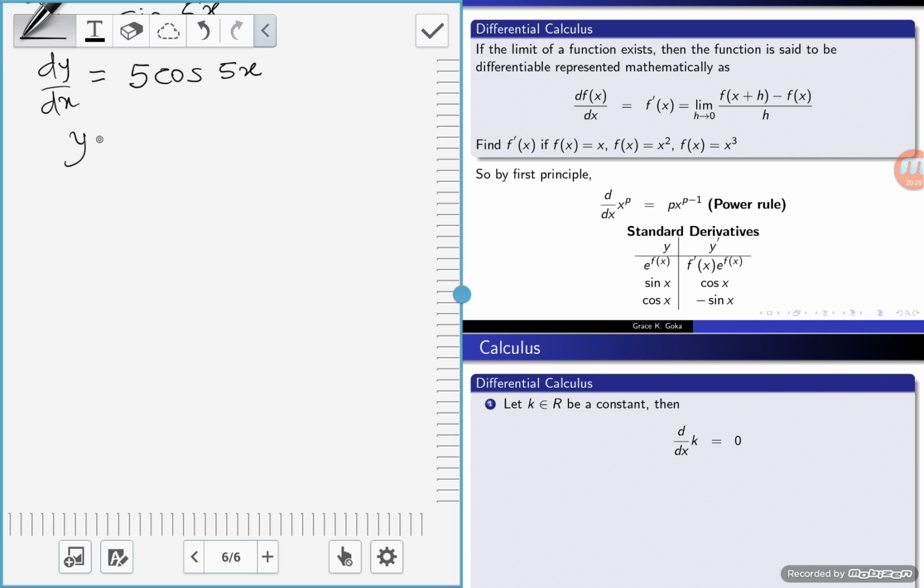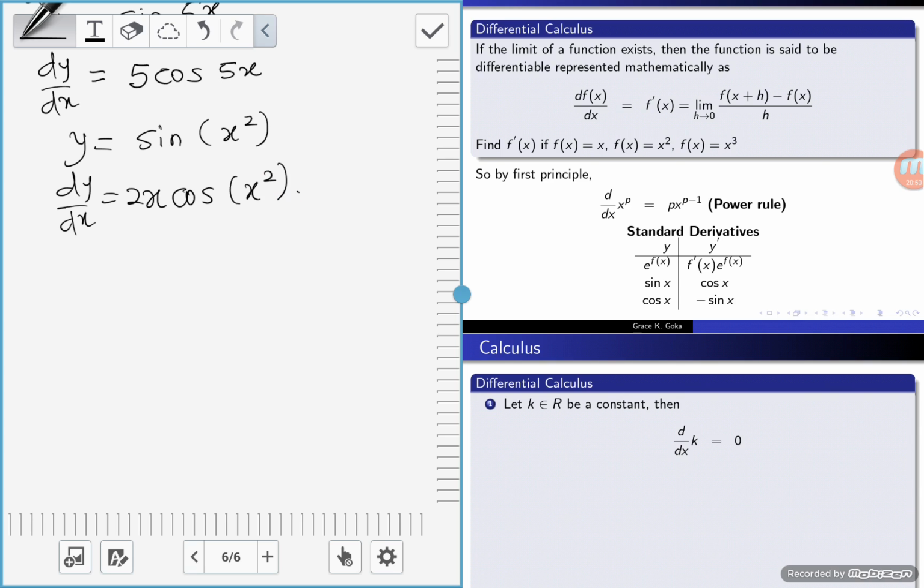More examples. y is equal to sine of x squared. All right, then dy/dx is differentiating the function after the sine. So differentiate x squared, you get 2x. If you differentiate sine, you get cos of x squared.